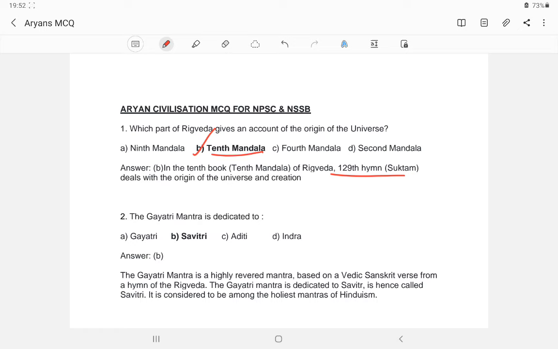The Gayatri mantra is dedicated to Savitri.